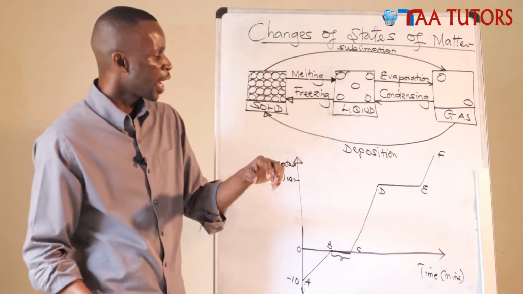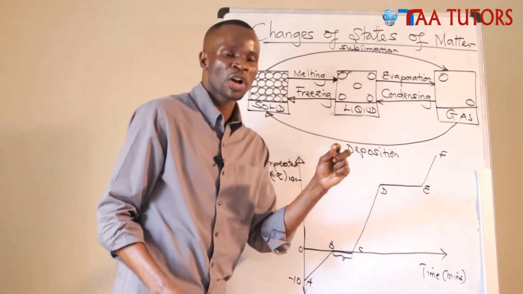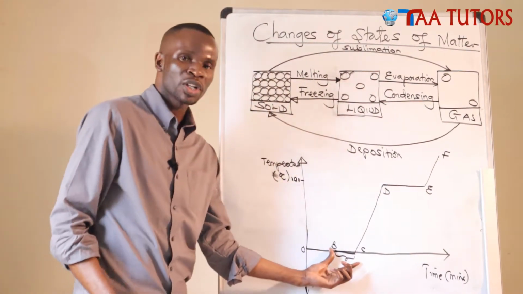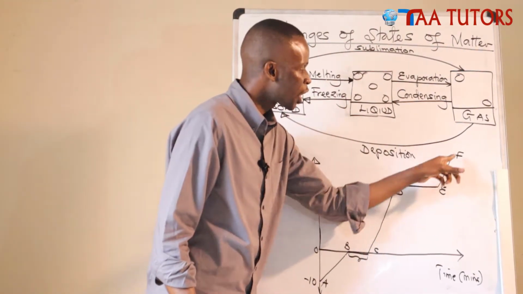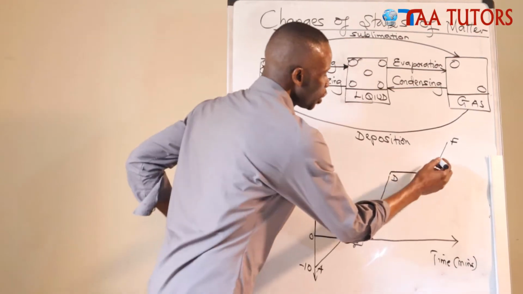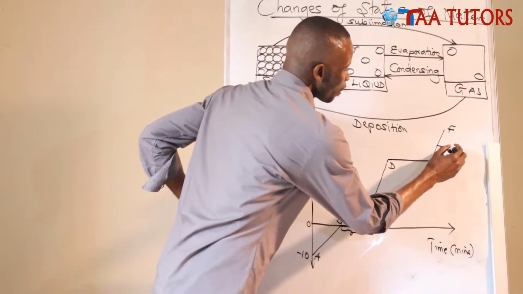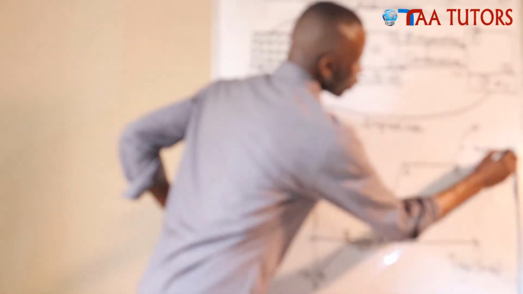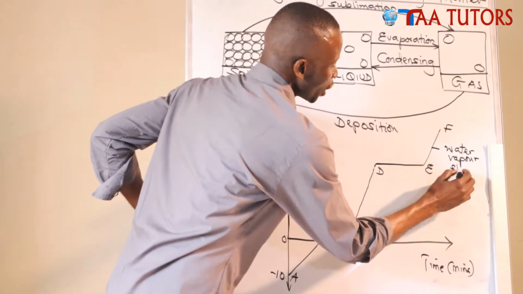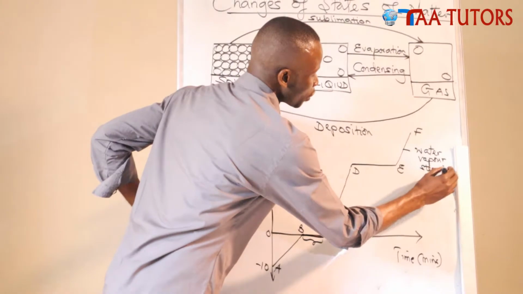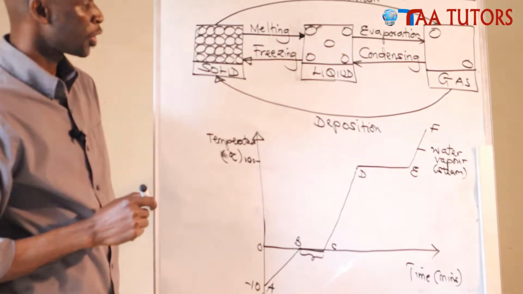Why? Because hydrogen bonds in the liquid state are stronger than the weak van der Waals forces in the solid state of ice. Above this E here, water is now a gas. So I can say that between E and F, we have water vapor, or sometimes we can use the word steam, to refer to water in gaseous state.